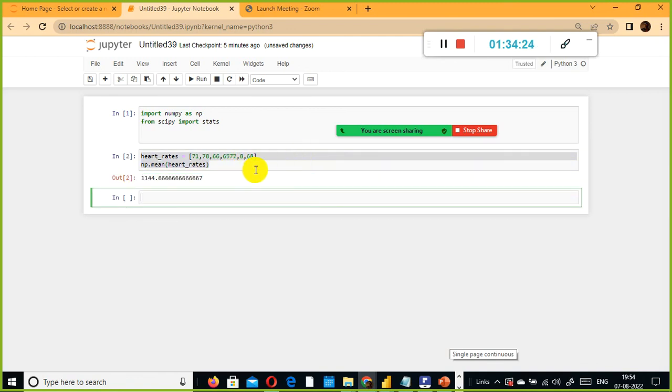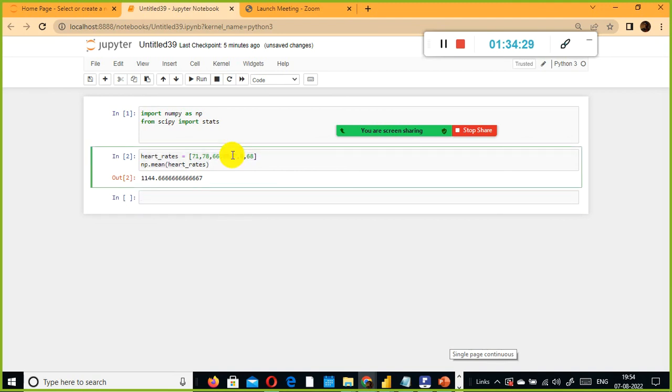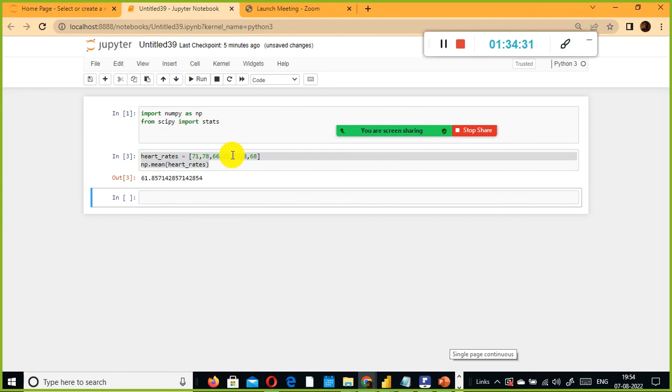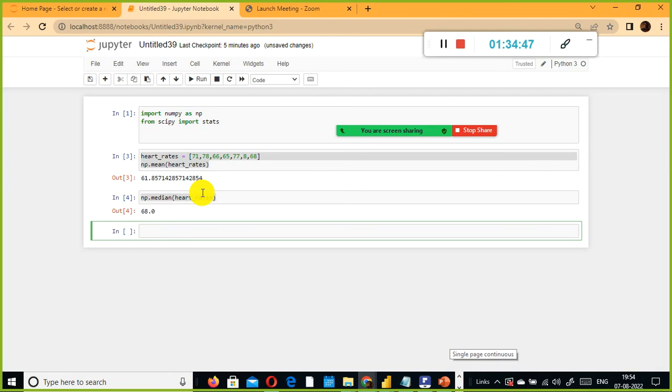You have np.mean, and similarly np.median. If you want to find the median of this, median is a function, so you use open parenthesis heart rates. This is my median. If you want to find the mode, there is no mode function available as part of the NumPy package. Instead, you can use stats.mode.